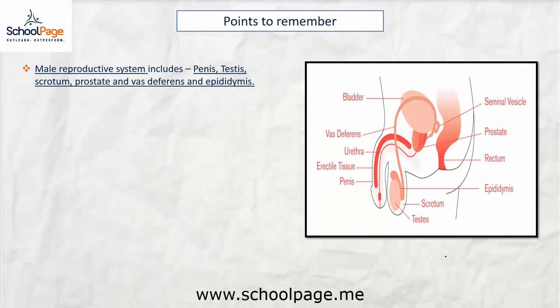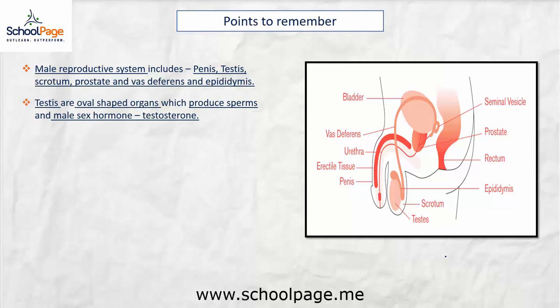Male reproductive system includes penis, testis, scrotum, prostate gland, vas deferens, and epididymis. Testes are oval-shaped organs which are the prime organs of reproduction as they produce sperms. There's one more thing to be noted here. Testis also produces a hormone called testosterone which is involved in the sexual development of males.